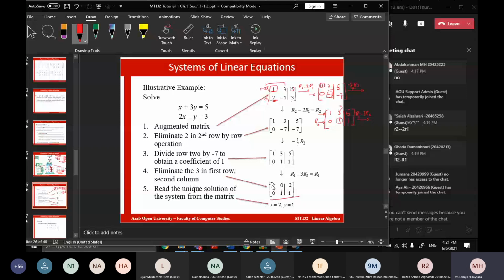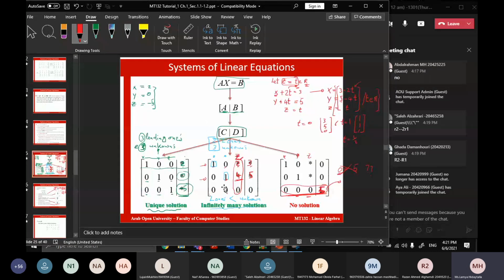Is it in the echelon form? Yes. What is the solution? X equals 2, Y equals 1. And that's it. The solution is unique. Why? Number of leading ones is 2, number of unknowns is 2. If the number of leading ones is equal to the number of unknowns, I will have a unique solution, as we said. Okay? Clear till here?